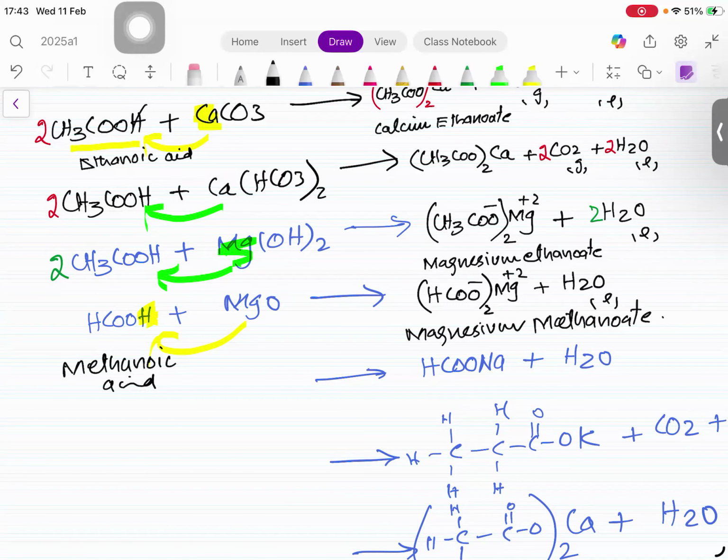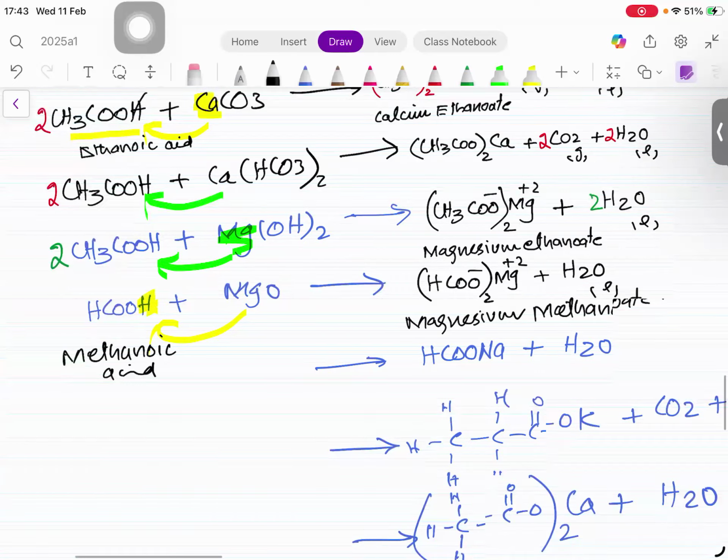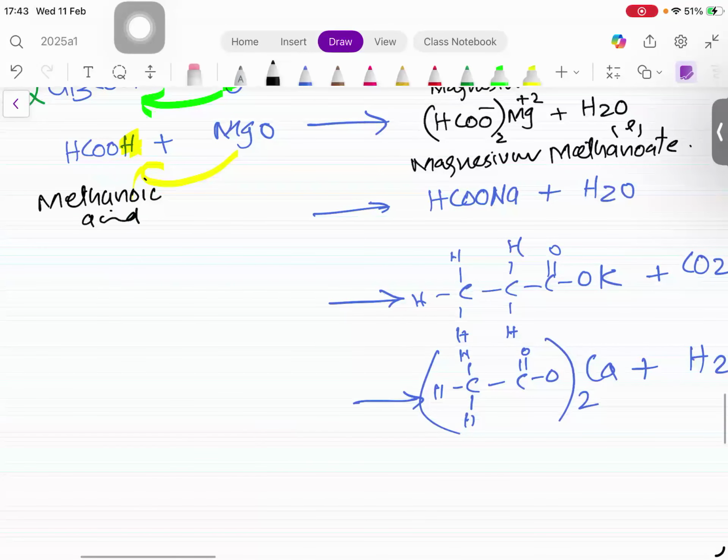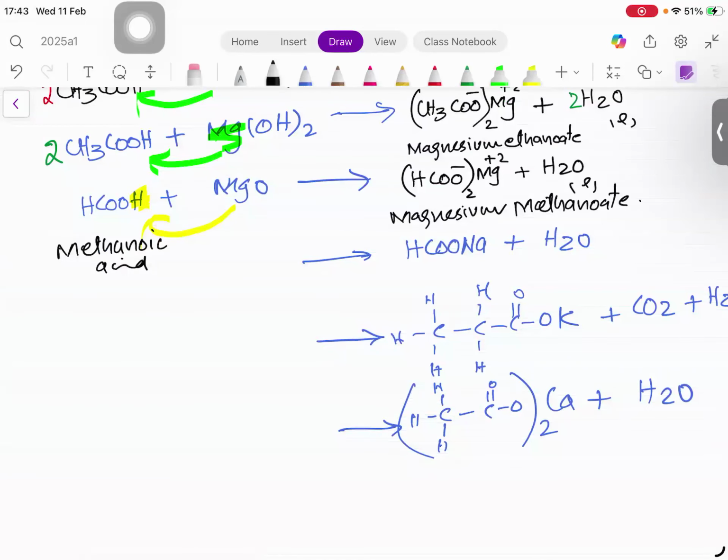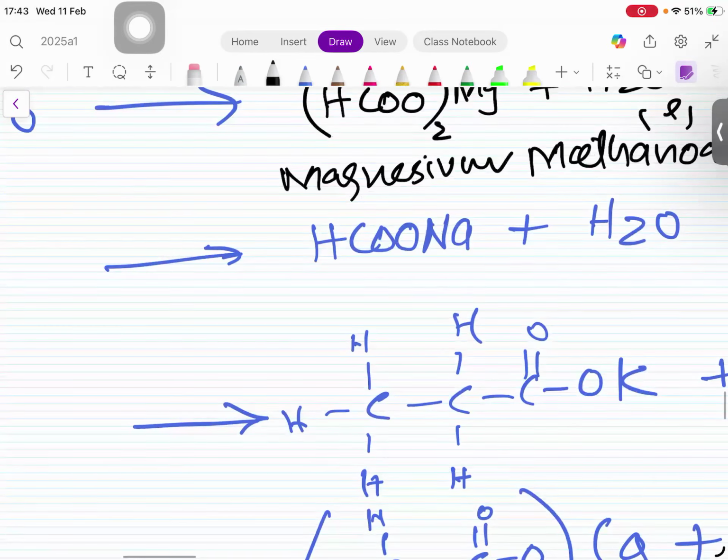Magnesium methanoate. Okay. Next. Now, in this case, they have told us about the products and expect us to write the reactants. Look at this. This is HCOONa. It's a salt. What's the salt name? Sodium methanoate.